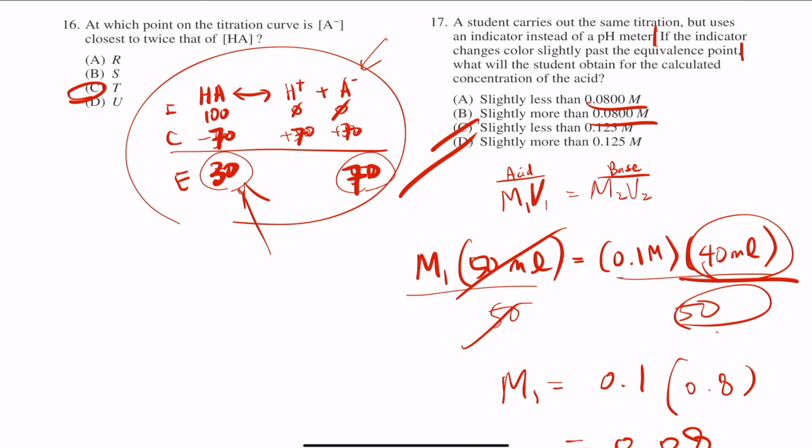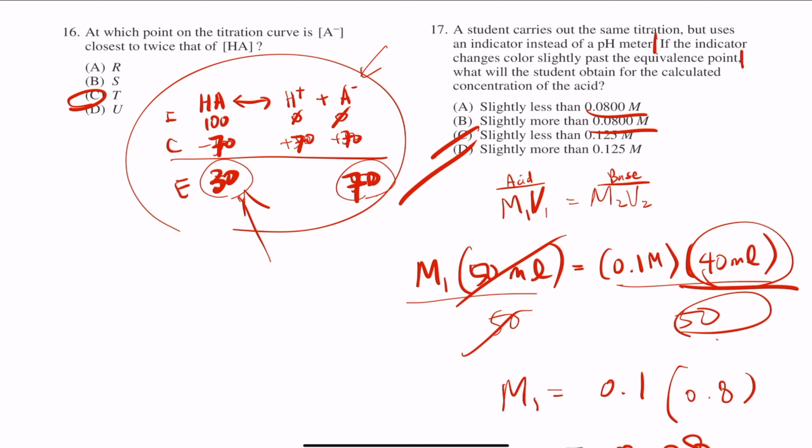Now, slightly more, slightly less, I don't know. What does it say? It says if the indicator changes color slightly past the equivalence point, meaning we probably have to use a little more, and therefore it should be slightly more than 0.08 molarity.